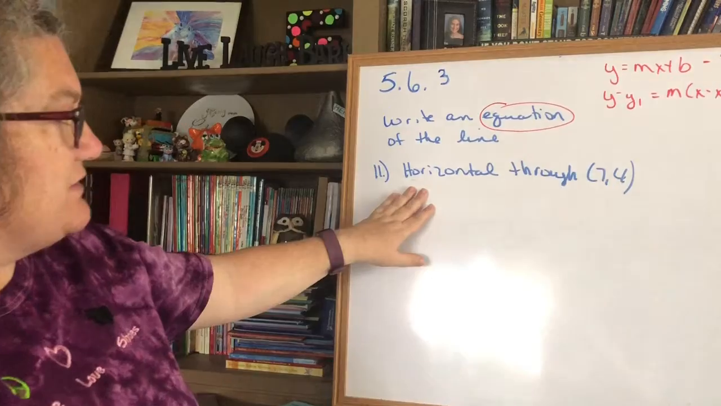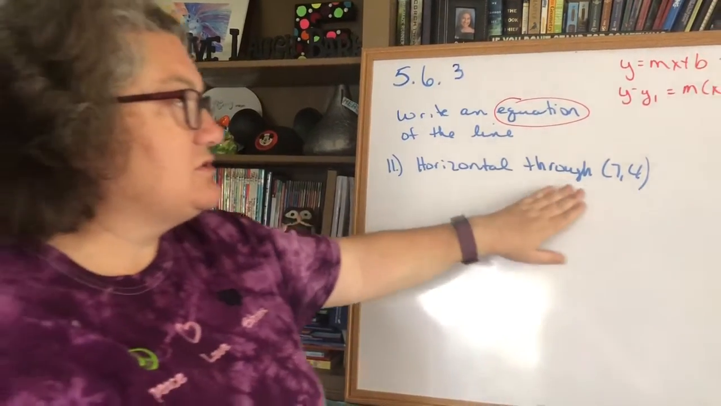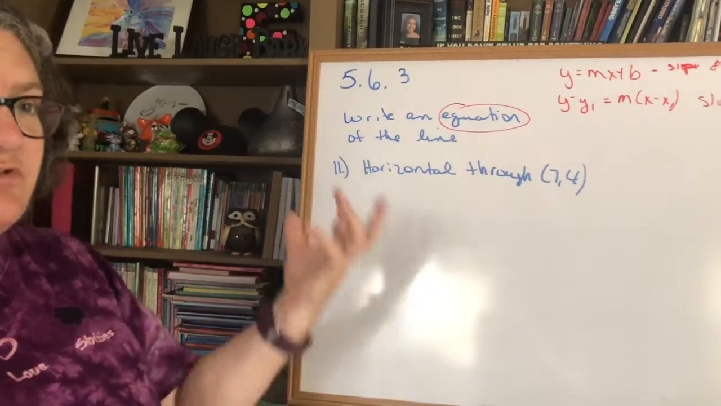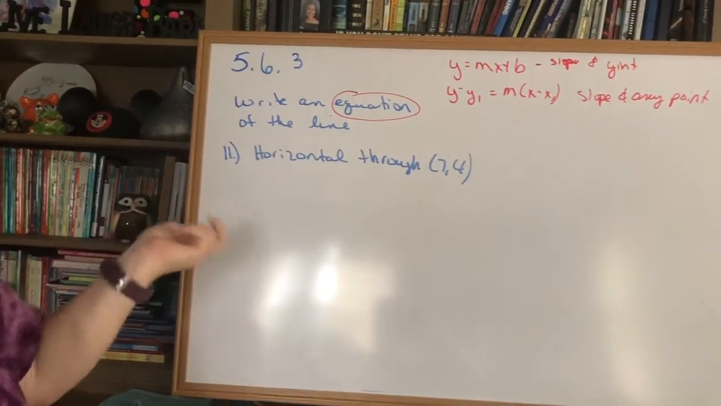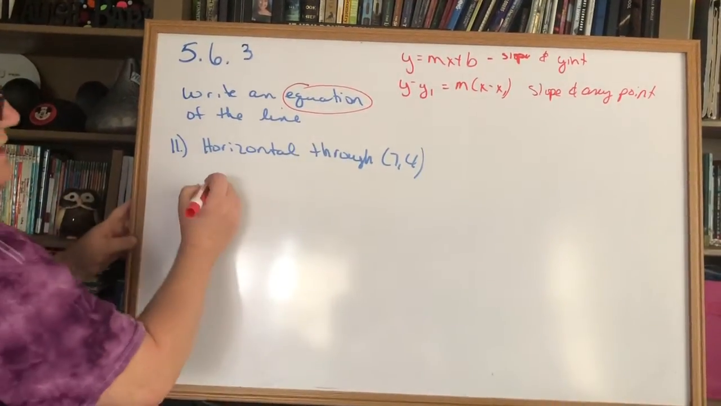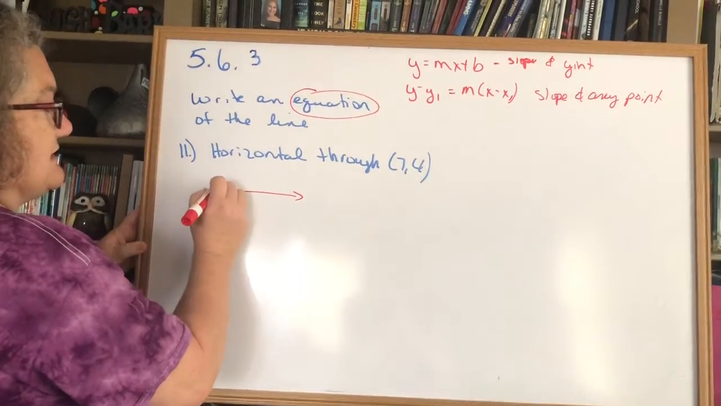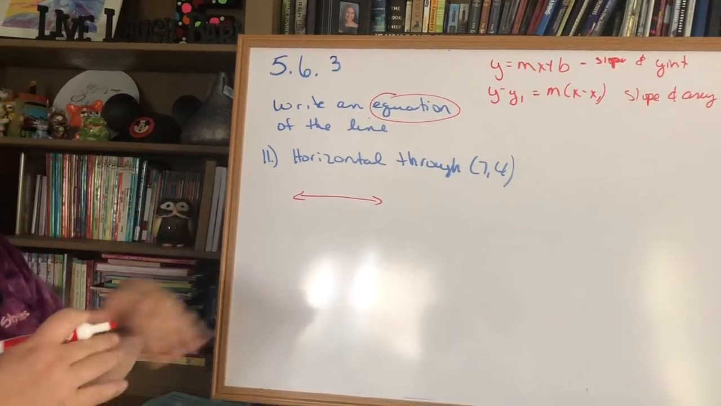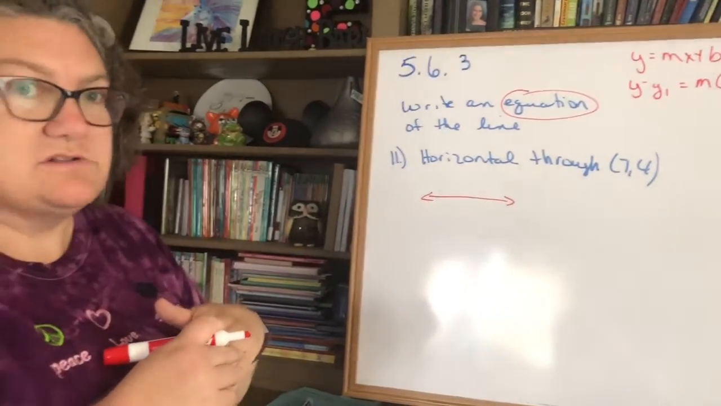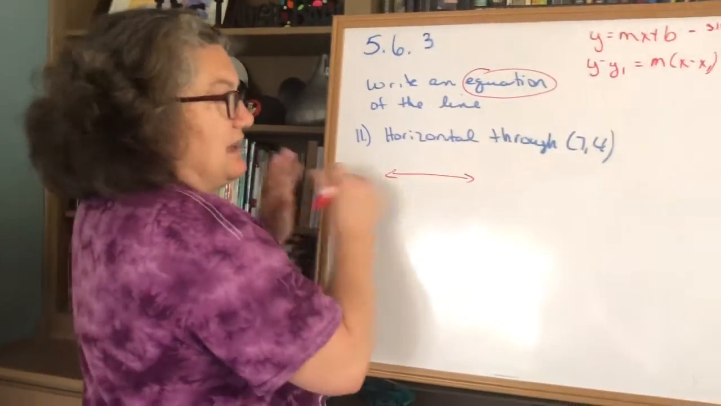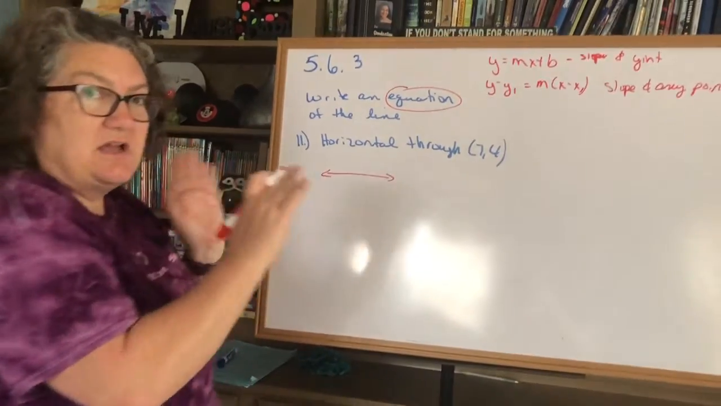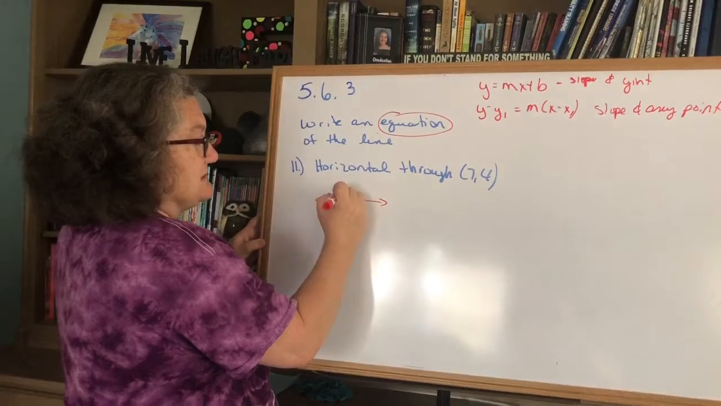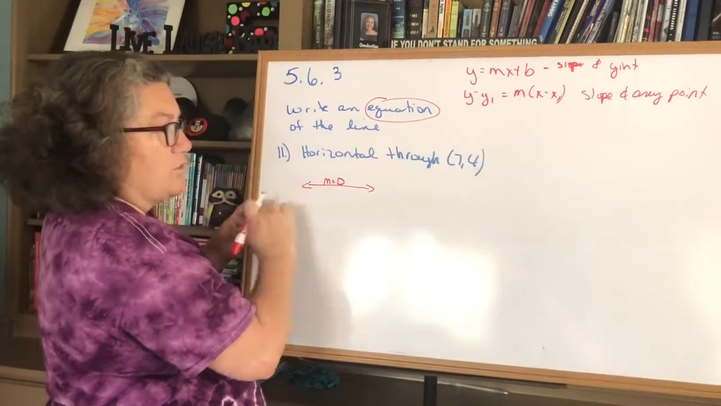Right here for number 11, it says it's a horizontal line and it goes through (7, 4). It doesn't tell us exactly what the slope is. We have to figure out what the slope is. So what does a horizontal line look like? It looks like this right here. A few sections and videos ago, we talked about the slope of all horizontal lines. A horizontal line looks like the horizon, where the sun comes up over the horizon. It looks like the sun is a big 0. So m equals 0 for horizontal lines.